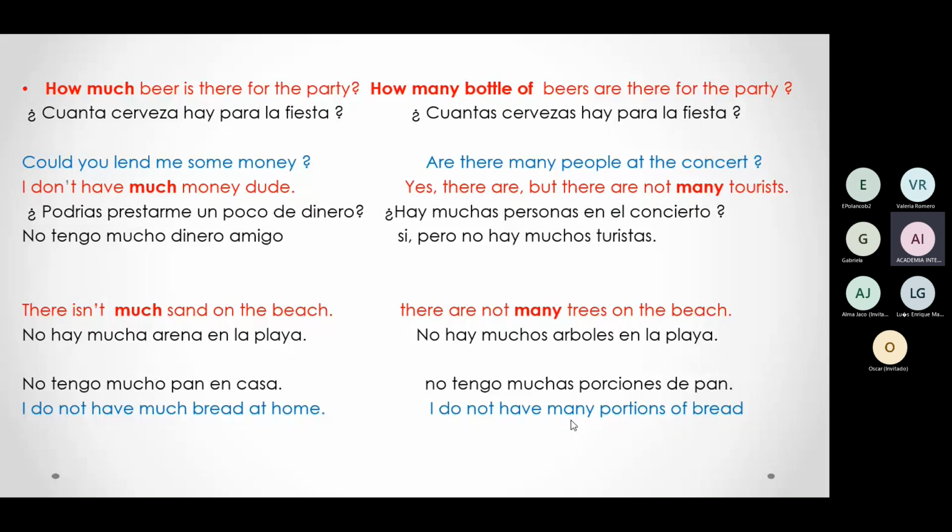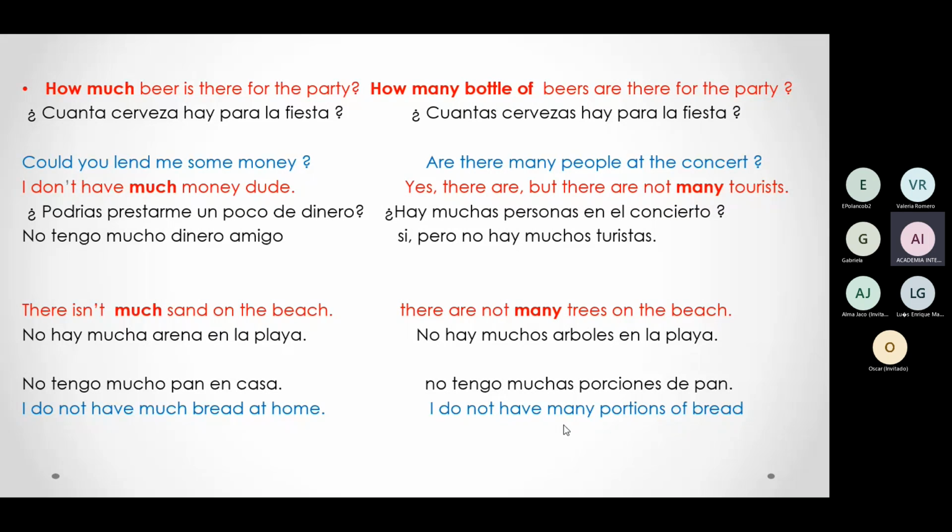Ahora una pregunta. ¿Creen que podemos usar un número aquí en vez de many? ¿Qué piensan ustedes? Yes, we can. Now, can you give us an example with a number? You are going to read the same sentence, but you are going to add a number here, whatever number you want. 2. Okay, you can read the whole sentence. I do not have 2 portions of bread. Yeah, that's correct.